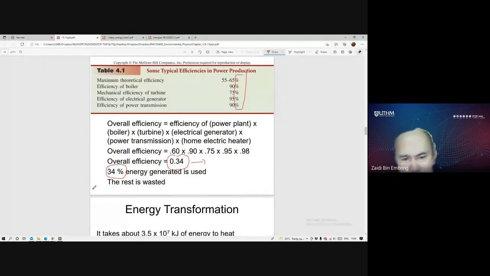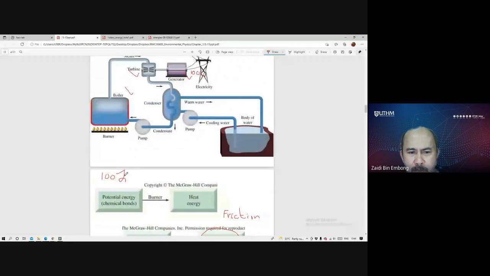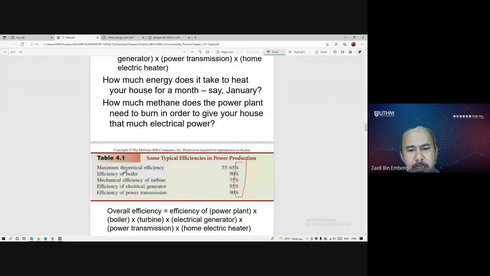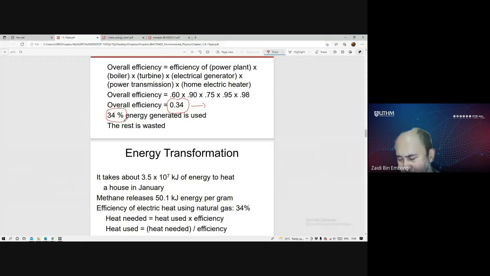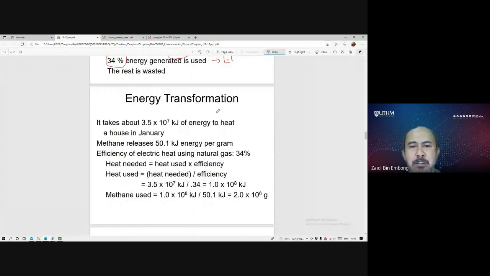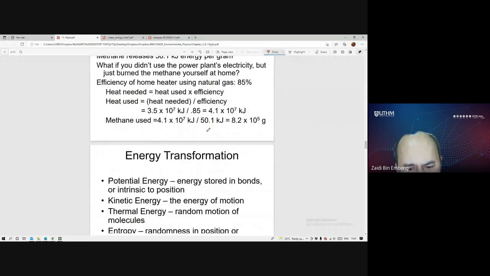So it means that it is not 100%. From 100%, you get only, at the end, 34% converted into electricity. This is the 34% that converts to become electricity. Okay? All right? Okay, this is another example of the calculation.